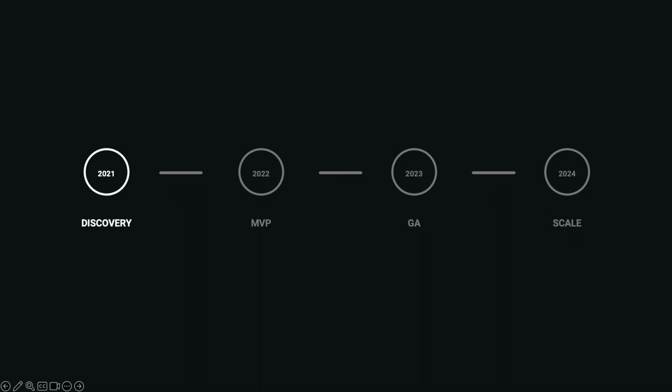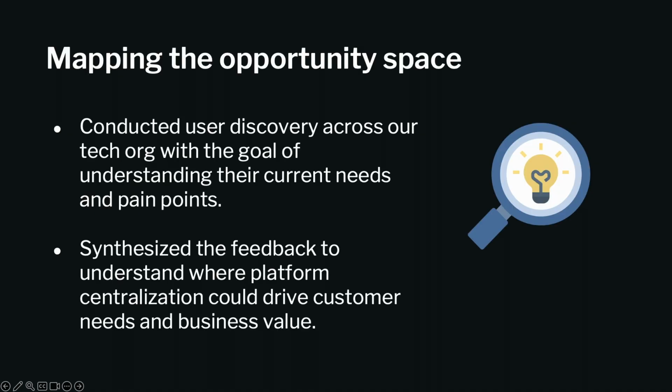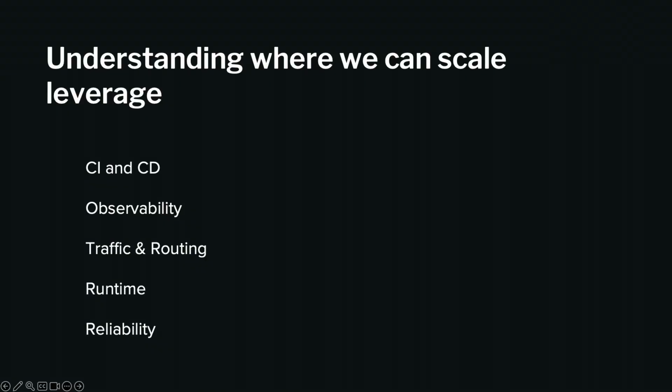So we started off with discovery, and that was back in 2021. This was really mapping the opportunity space. We conducted user research across our tech org to understand the current needs and pain points of engineers at the time. And then we synthesized this feedback around some core domains for our infrastructure and product teams so that we could understand larger patterns and determine where and how more platform centralization could help users and leverage for the business. Those core areas that we did the discovery on were CI/CD, observability, traffic and routing, runtime, and reliability.